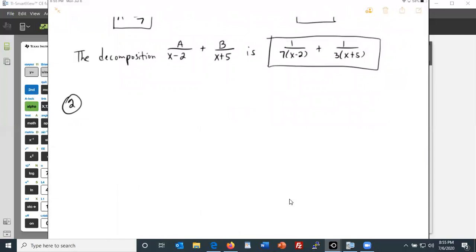All right, so let's say we have x plus 4 over x squared minus 3x plus 2. So the first thing you want to do, remember, is to factor the denominator. So that gives us x plus 4 over x minus 2 and x minus 1. And notice these are non-repeating.